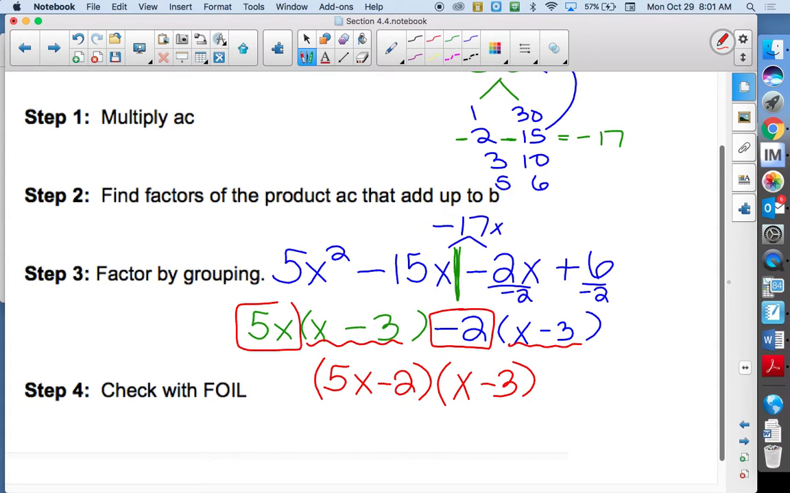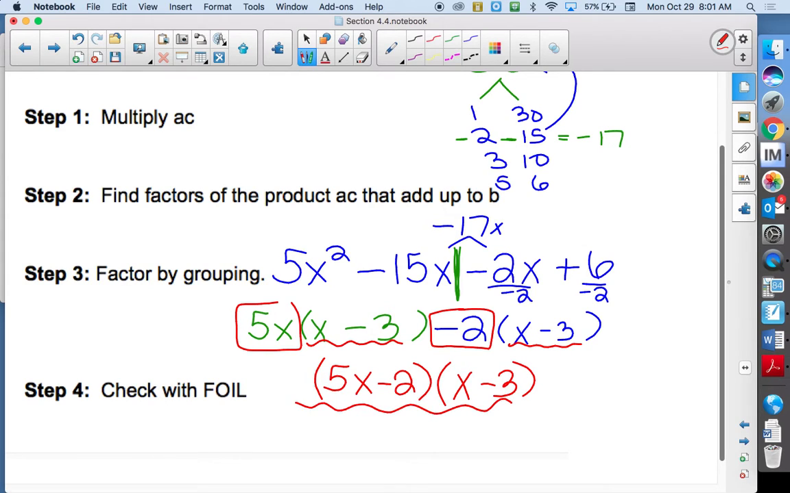I don't write x minus 3 twice because separately they were being multiplied by x minus 3. Together now, they're still being multiplied by x minus 3. So we don't write that quantity twice. We can do that because they had the same set of parentheses. If that was different, then we could not pull them together. So now this is factored.